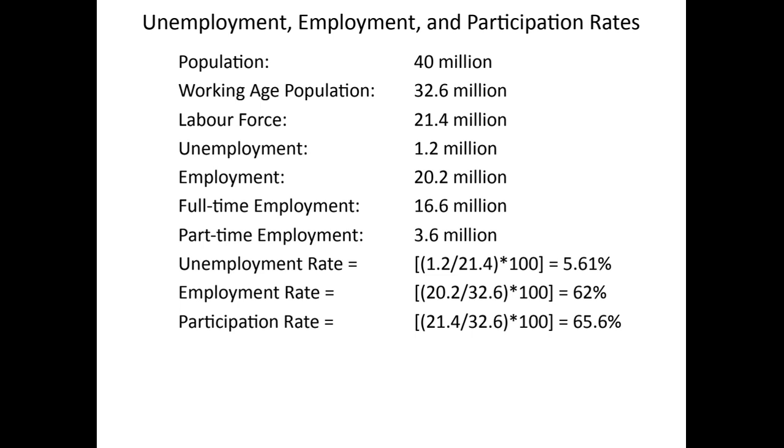So 1.2 million workers are unemployed out of a 21.4 million labor force, times 100. So 1.2 divided by 21.4 times 100, I get 5.61%. It means 5.61% is the unemployment rate in this country.